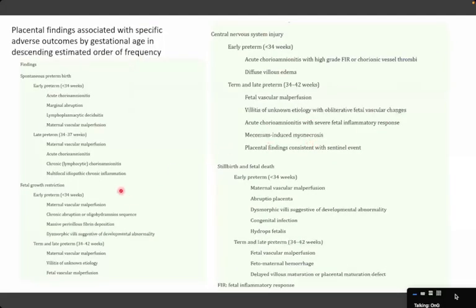Okay, so then we've covered acute chorioamnionitis, maternal vascular malperfusion. We looked a little bit at massive perivillous fibrin deposition. We'll move on to villitis of uncertain etiology. Villitis of uncertain etiology can cause fetal growth restriction, late term and preterm, as well as being associated with central nervous system injury, which you can see here.